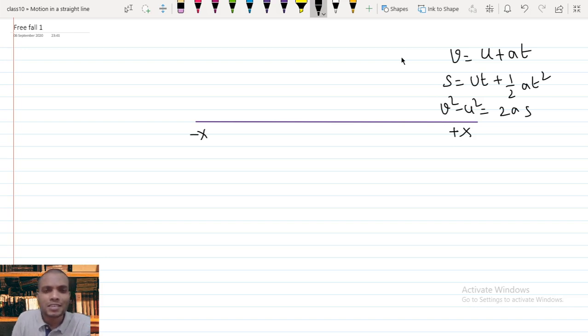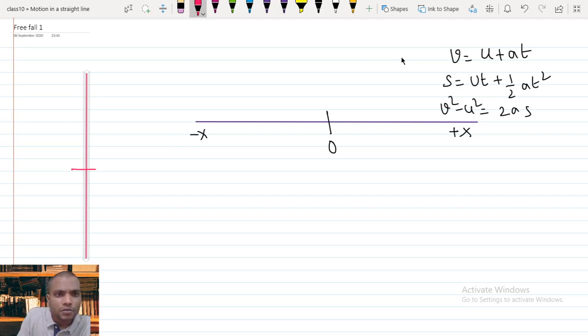If an object moves in a straight line along this axis, we consider that as positive x-axis and negative x-axis in this straight line. So far so good, but if we change this to a vertical position, suppose I take a situation like this, this is also one dimension. Suppose I take this as 0, so this goes to negative y-axis and this goes to positive y-axis.